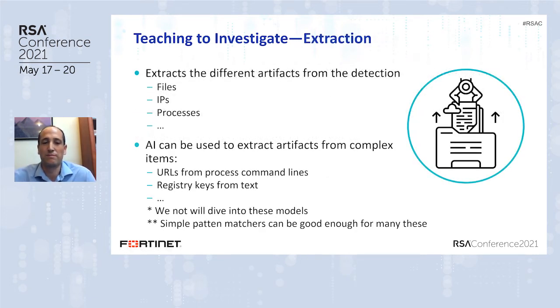Extraction. For extraction, AI may be beneficial. For example, getting URLs out of command lines may be useful, or registry keys from text, and identifying those kinds of artifacts. We will not dive into these models due to lack of time, but just FYI, simple pattern matches can probably do a very good job at this stage, and many times there is no real need for fancy models.